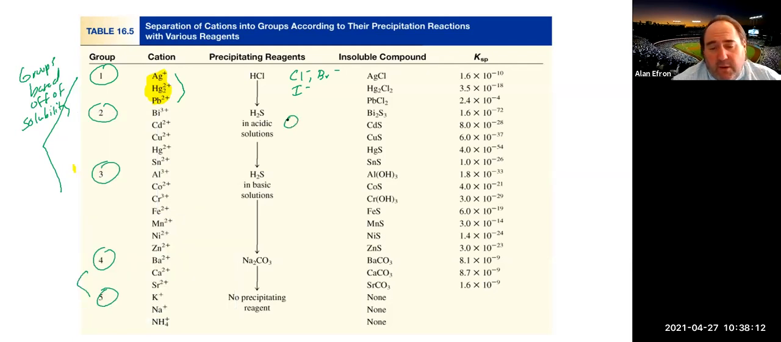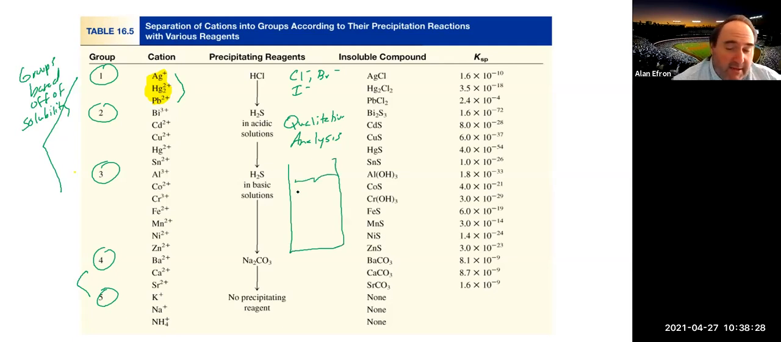In these qualitative analysis experiments, the whole goal is that we have a beaker or a test tube that has ions from group 1, maybe group 2, group 3, group 4, group 5 in there, and they're all floating around. And we want to individually identify what ions are present.